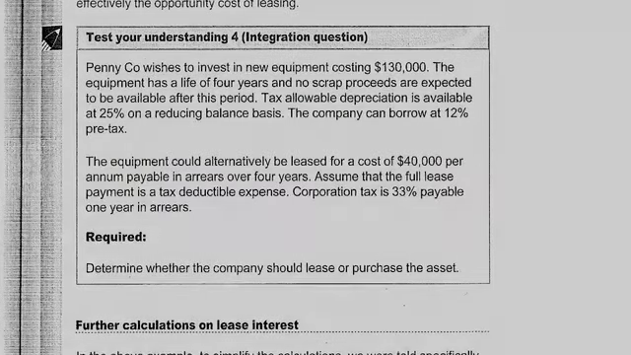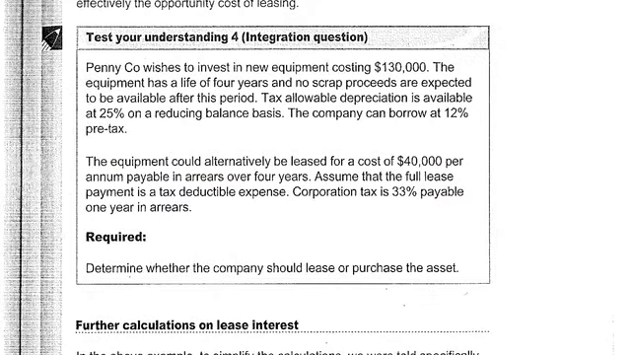Now I want us to look at test to understanding 4. It's a lease or buy option. It says Penny company wishes to invest in new equipment costing $130,000. The equipment has a life of 4 years and has no scrap value. Tax allowable depreciation is available at 25% on reducing balance basis. The company can borrow at 12% pre-tax.